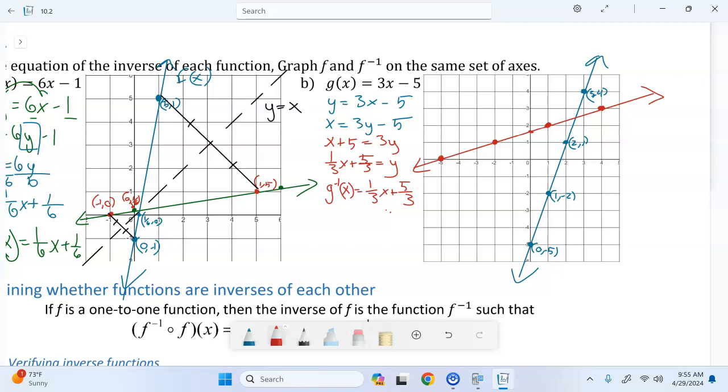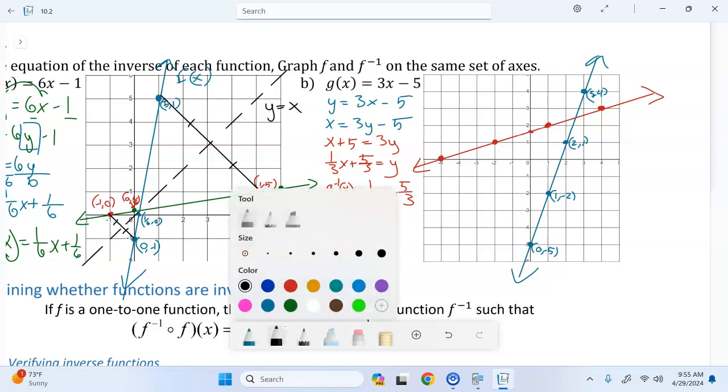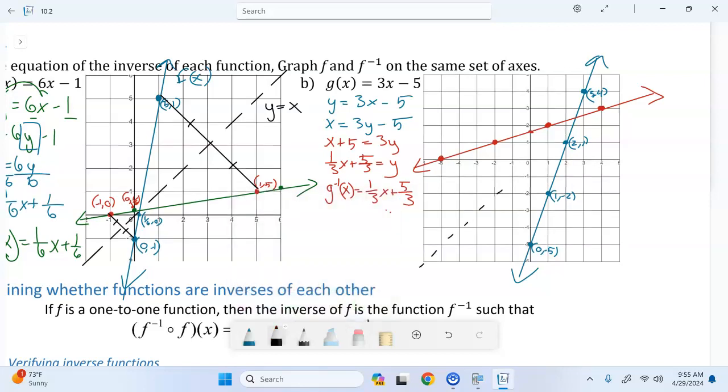If I go from here, up 1, right 3, up 1, right 3. All of that checks out, so we can use those as a tool to make sure that our equation matches up and our graph matches up. And we can also see the symmetry about the line y equals x. Those points are equidistant apart, and those points are equidistant from that symmetry line. So we can see visually in a couple different ways that the points actually match up the way that they should.